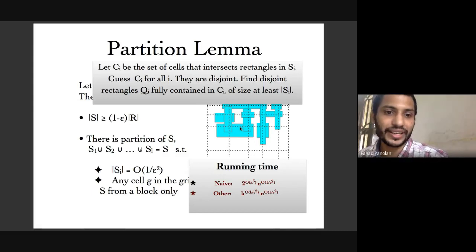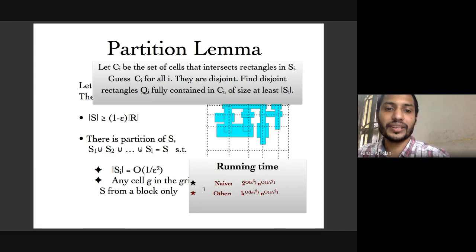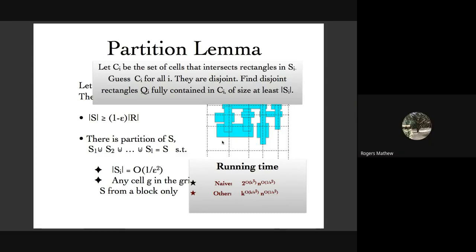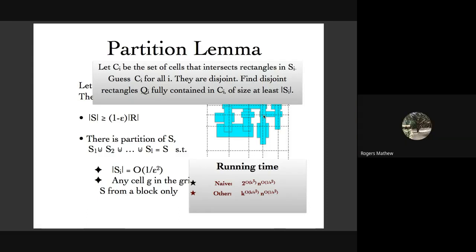You are not given SI, so you are going to guess it. So you are going to guess the number of cells, which is order 1 by epsilon square cells. And then you are going to guess which 4 points correspond to one particular rectangle. So for a given guess of, let's say, SI, how do you compute its CI?